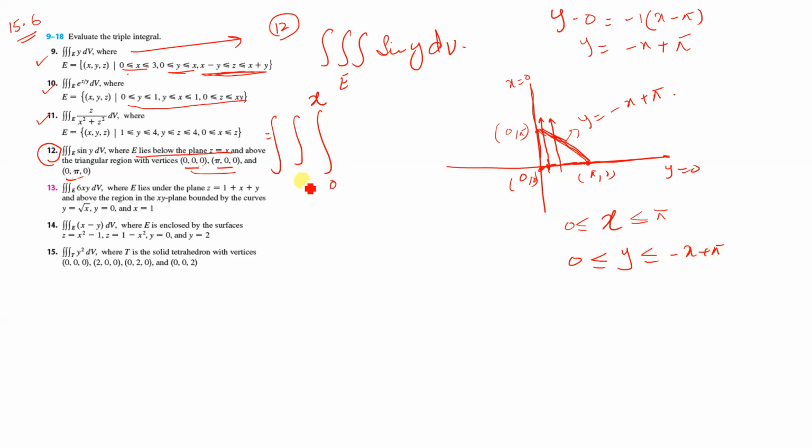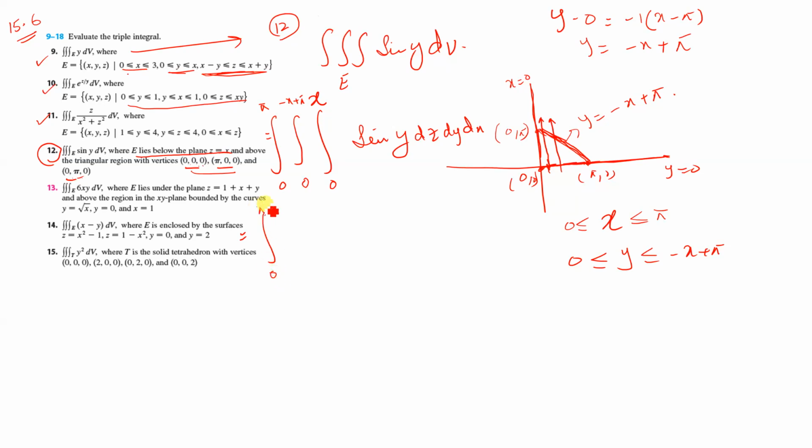So let's write it as 0 to -x plus pi. And then we have limits for x, that is 0 to pi. And we have to integrate sine y. Now this is the limit for z, so dz comes first, and then dy, and then dx. Okay, let's evaluate this by integrating one by one with respect to z, y, and x.